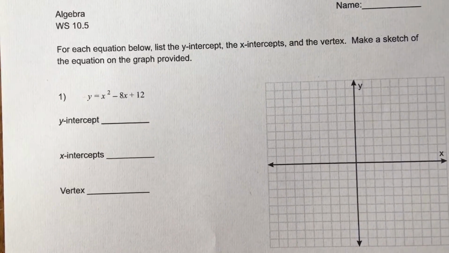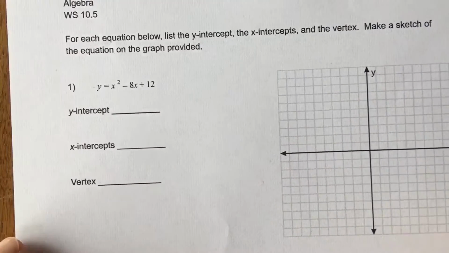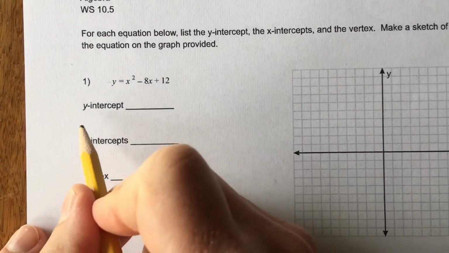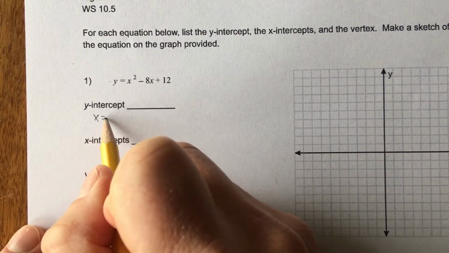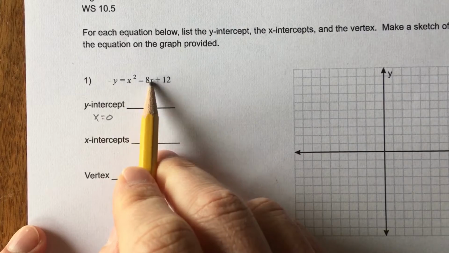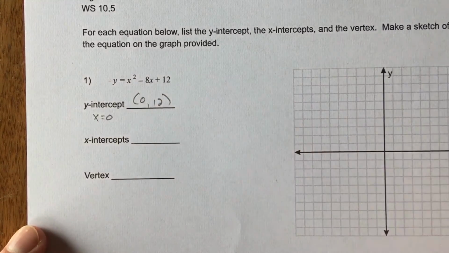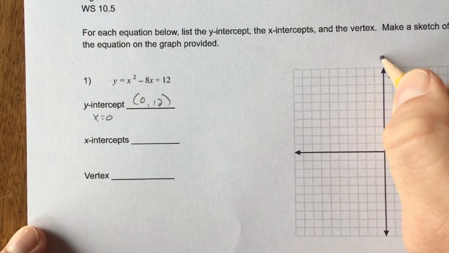All right, these are the answers to worksheet 10.5. In all cases, we're going to do the same three things and graph it out. So the first thing we're going to do is find the y-intercept. We do that by finding what happens when x is 0. So if I put 0 in here, I'm going to get 0, 0, 12. So 0, 12.